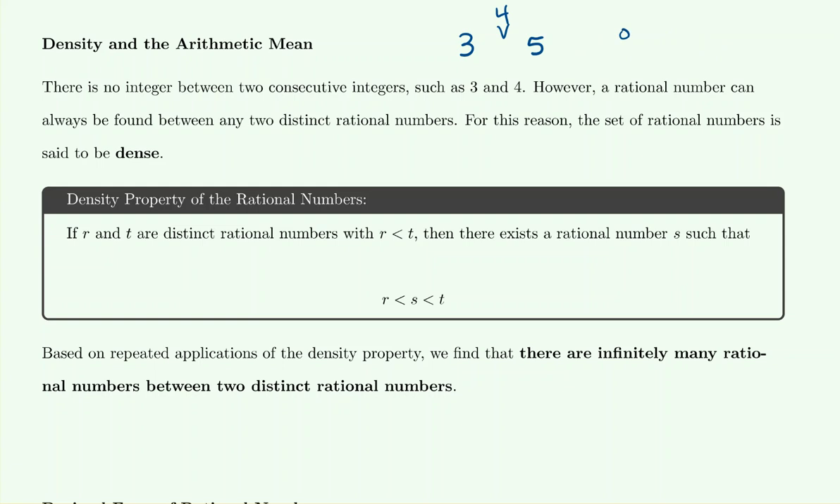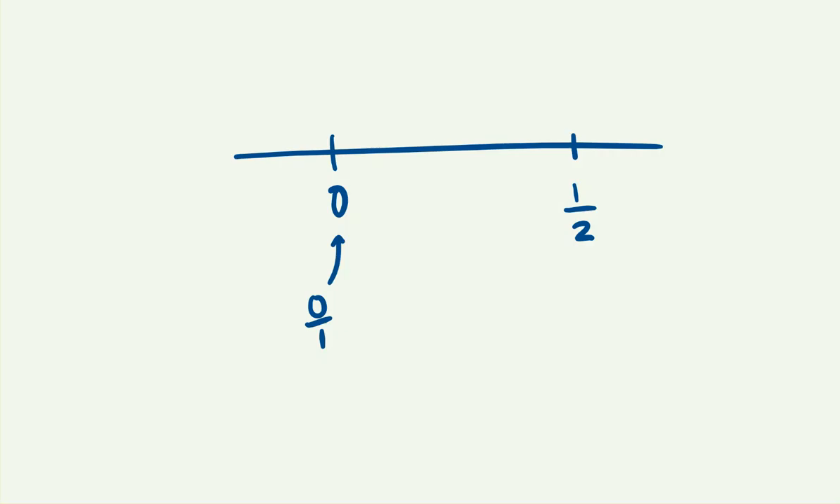We know 0 over 1 is a rational number. 1/2 is a rational number. On the number line, we'd have 0, 1/2. Thinking about why there's infinitely many rational numbers here, we might first think about how we could divide this number line distance in half. So half of 1/2 is 1/4. And that's a rational number between 0 and 1/2. But we could do that again. We could divide now this distance by half. Dividing that distance by half would give us 1/8.